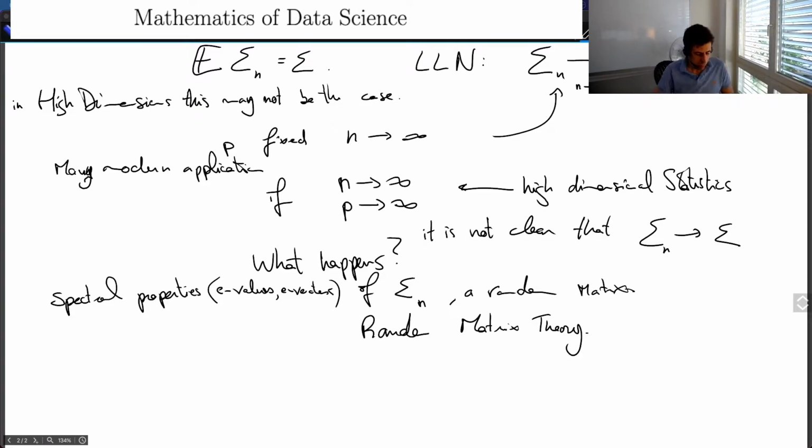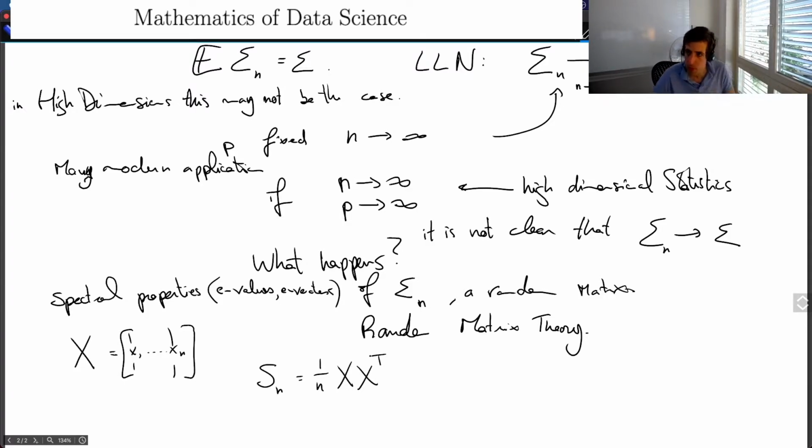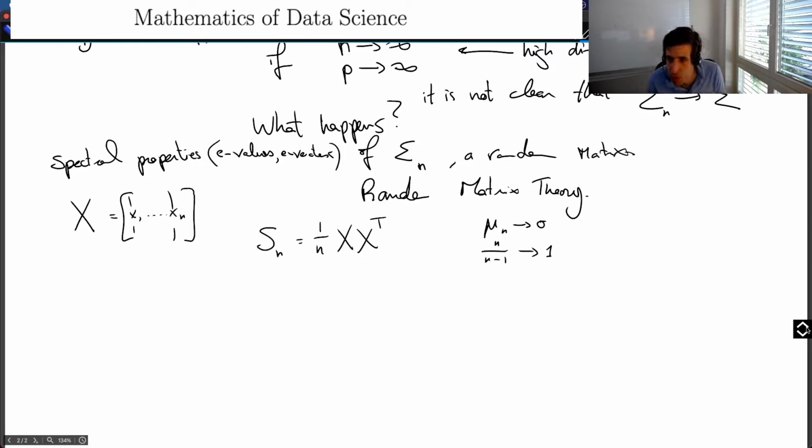So let's see an example. Let's make things simpler, and let's say that we take the matrix X with columns x1 through xn. Instead of taking sigma n, which has mu n and n over n minus 1, I'm just going to take the following matrix, 1 over n XX transpose. This is the same, because mu n will go to 0 since the points are centered, and n over n minus 1 also goes to 1, so these objects should be the same as n goes to infinity. And studying this will be a bit simpler.